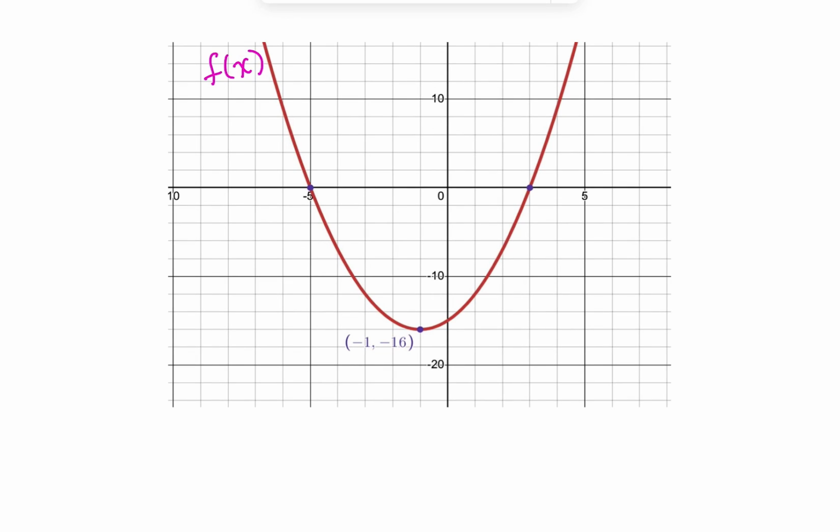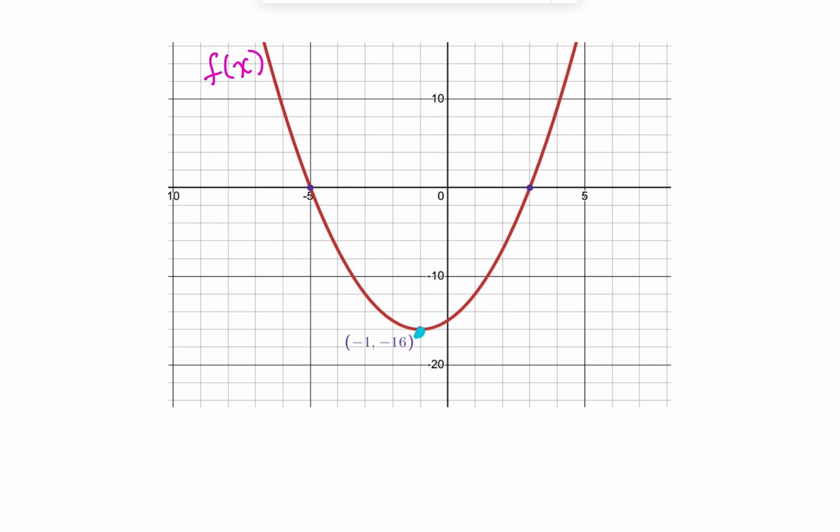So in this graph, we have a function f of x. I can see that it's a parabola, so it's a quadratic function. I can see that it's upward facing. Here at the bottom, we see that its vertex is at -1, -16. We can also see it has roots at -5 and at +3.